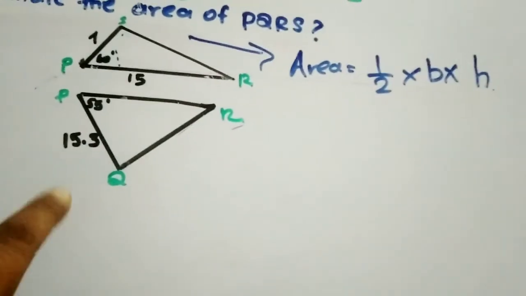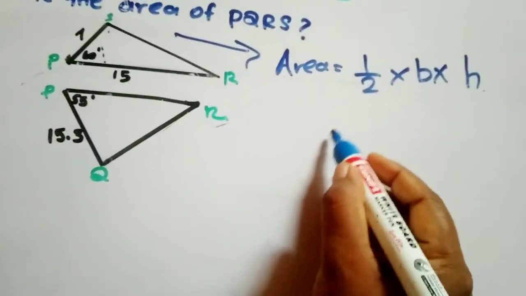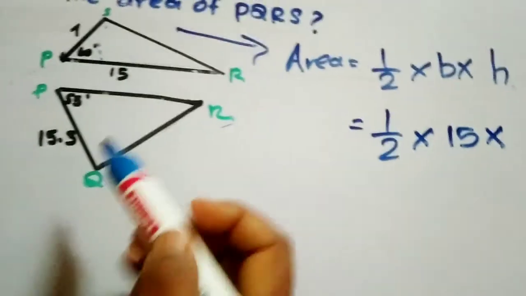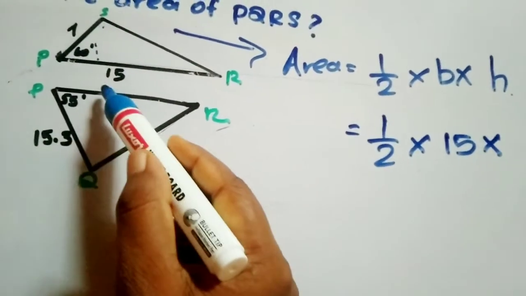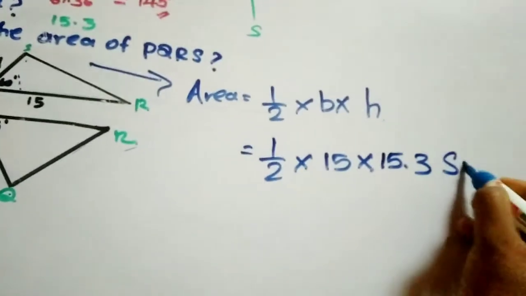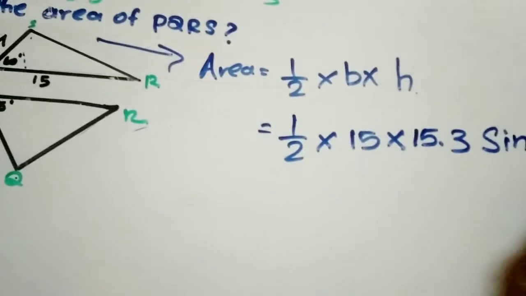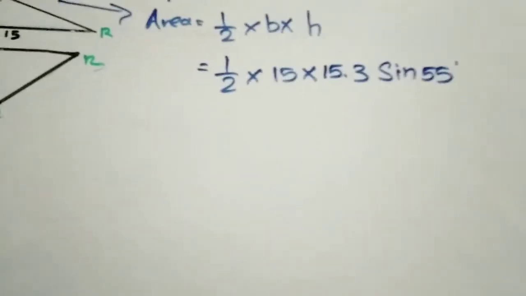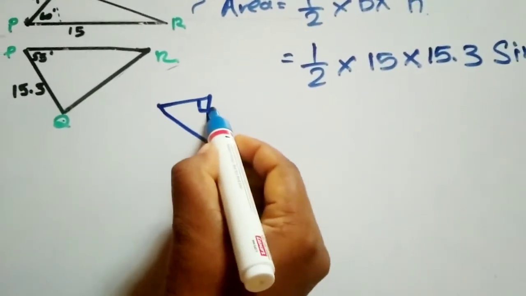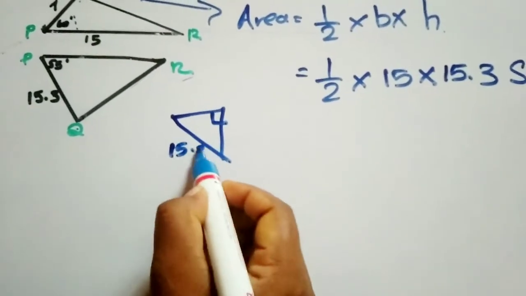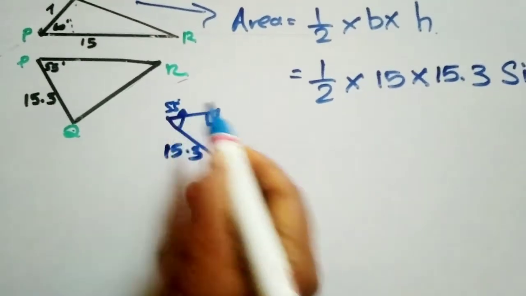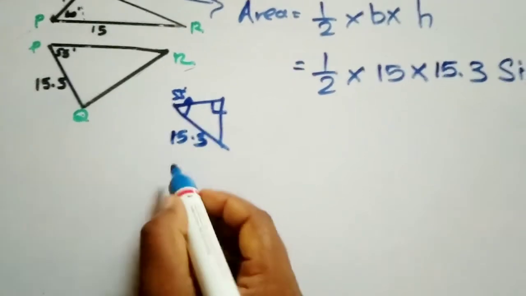The second triangle. We are going to do the same thing for the second triangle. Area is half into base into height. Half into base 15, again the same base. Height is as before: it's 15.3 into sine 55. How sine 55? Let's assume there's a perpendicular line at Q. Then it's easy to draw a right angle triangle here.